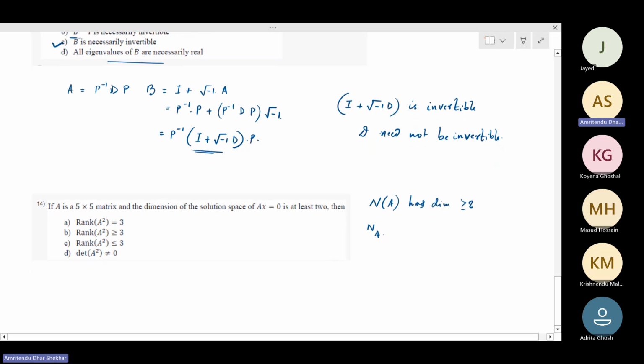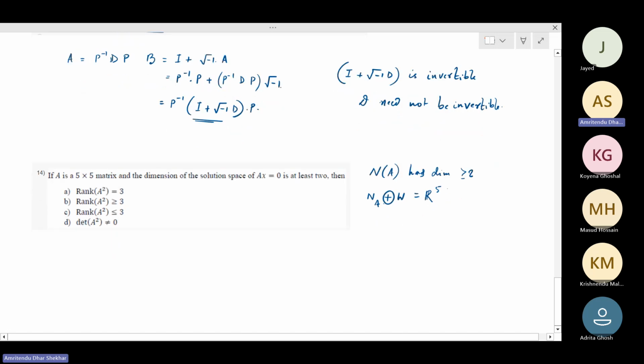So if N(A) is the null space, I can always find a complementary subspace, which I call W over here, such that this is equal to, let's say, R^5. On this complementary subspace, the map A, so basically A restricted to W, is an injective map.